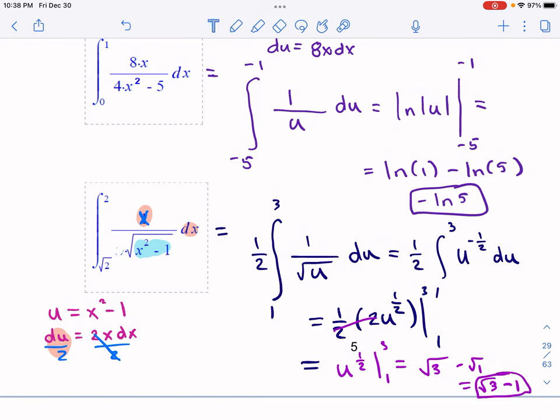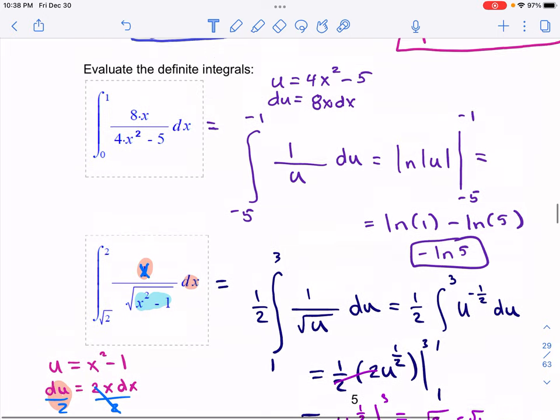All right, so I edited that problem to be a little friendlier. Sorry about that, that I didn't have it worked out ahead of time. But that is how we use u-substitution to help us with definite integrals.